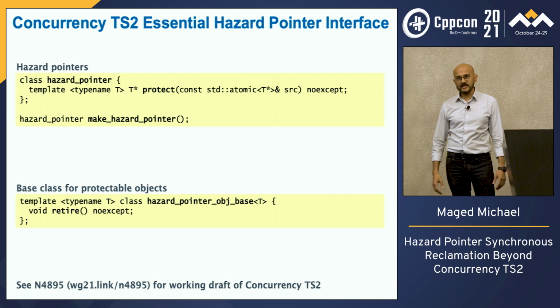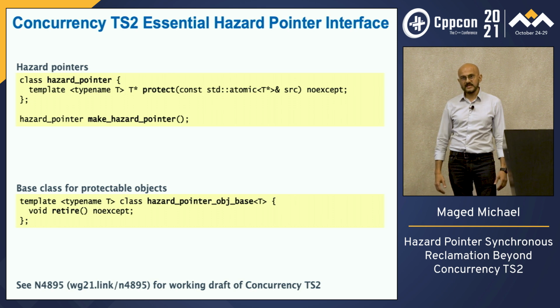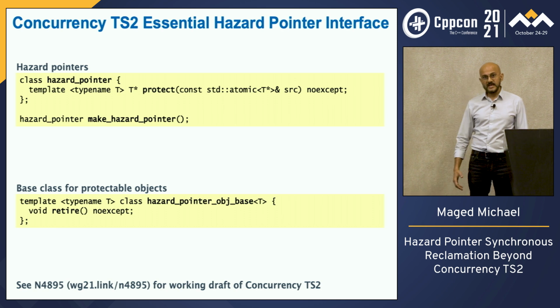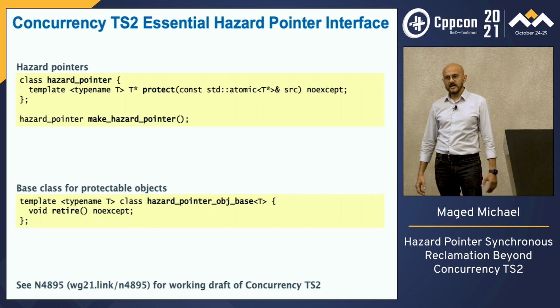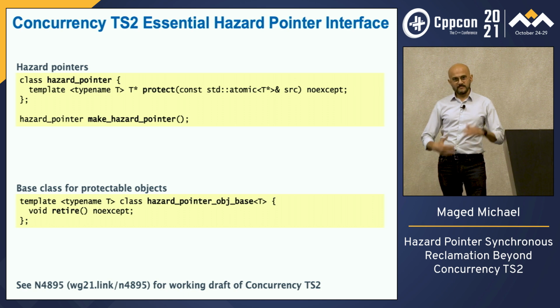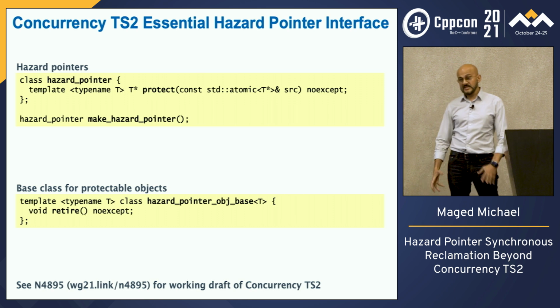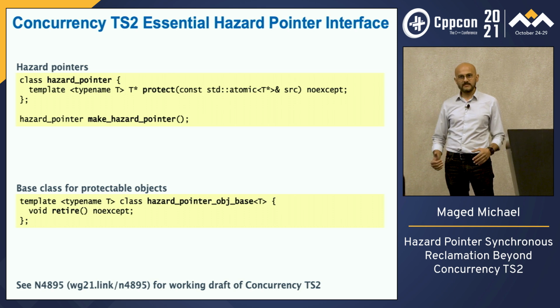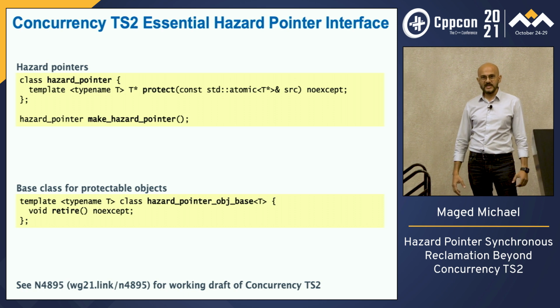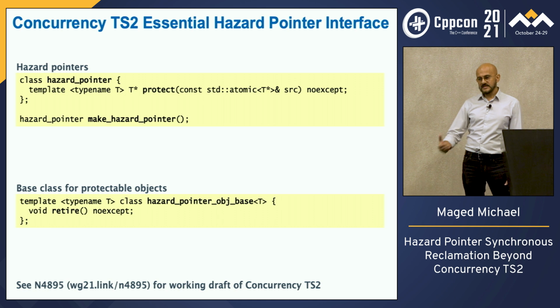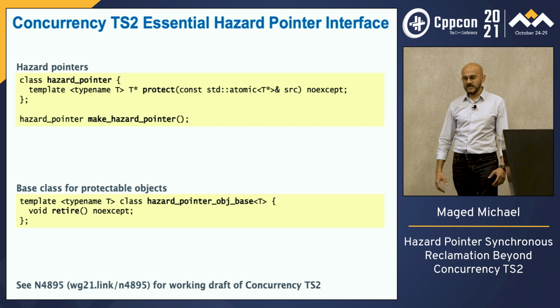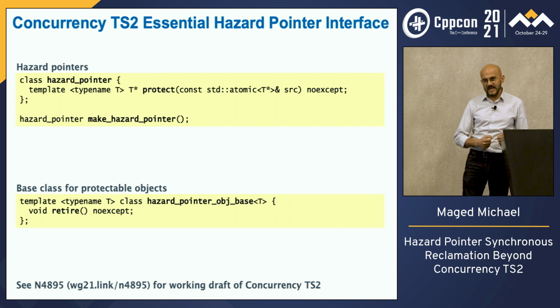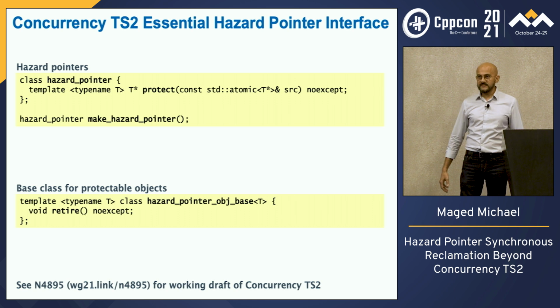As many of you know, the working draft for Concurrency TS2, the technical specification, has been submitted and is going through the TS process. There's a larger interface for hazard pointers, but this is the essential interface. There's a hazard pointer class, with many members, but mainly protect is the main function. And there's a base class for objects that are protectable by hazard pointers. There's really one function there, retire. It's basically handing off the object to the hazard pointer library to say, reclaim it whenever it's safe to do so.